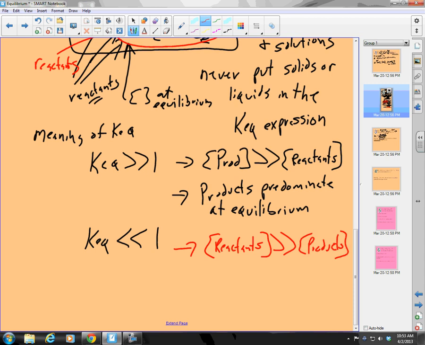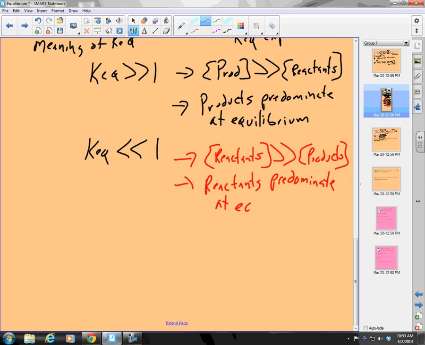And so that means what? At equilibrium, my reactants predominate. Predominate at equilibrium. Why do I have to keep spelling this? Wow, hooked on chemistry phonics, right?